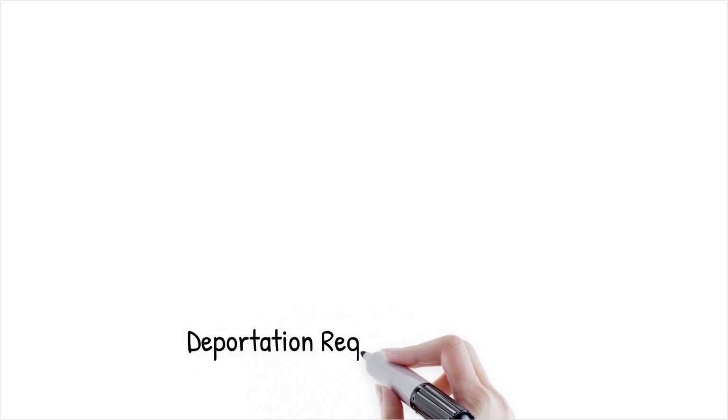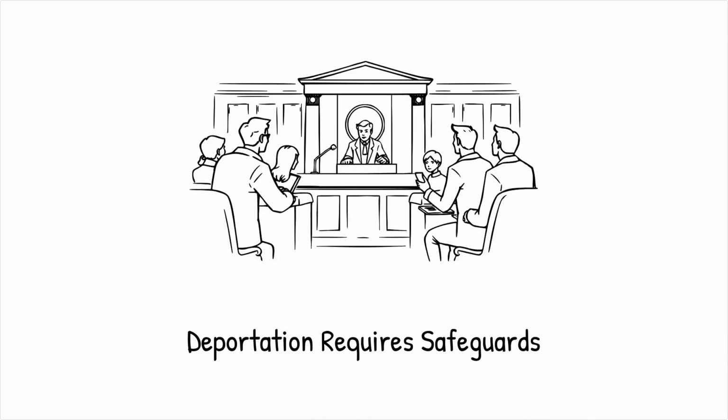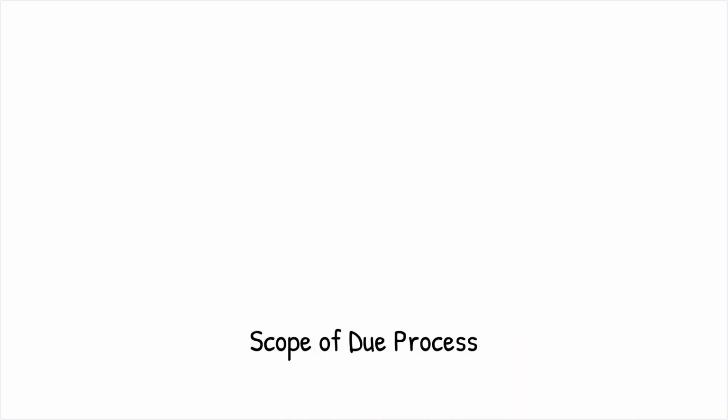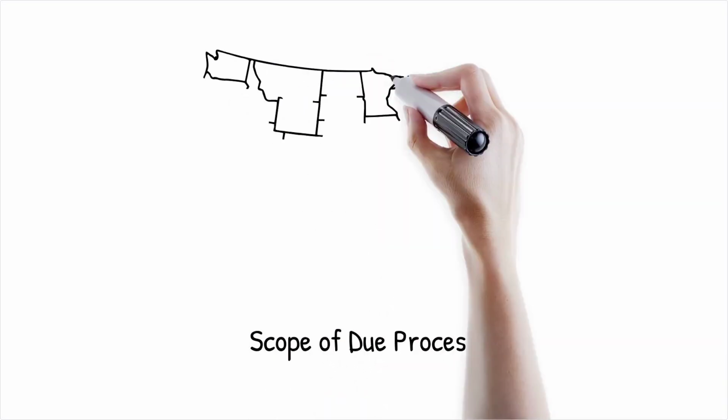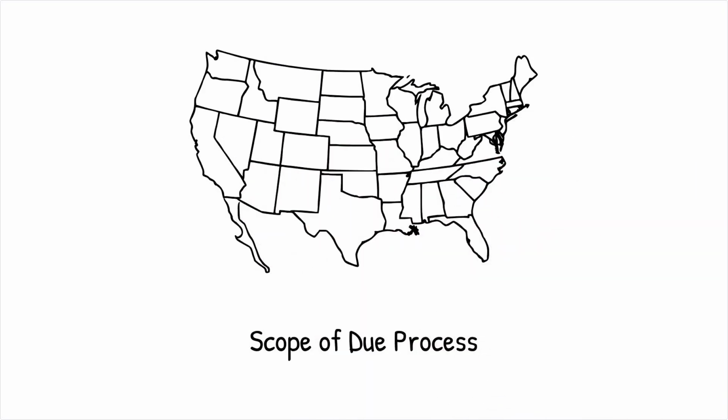The case established that deportation, as a deprivation of liberty, requires at least minimal procedural safeguards: notice, a hearing, and an opportunity to present evidence. The ruling clarified that due process applies to aliens who have entered the U.S., even unlawfully, distinguishing them from those apprehended at the border who may have fewer protections.